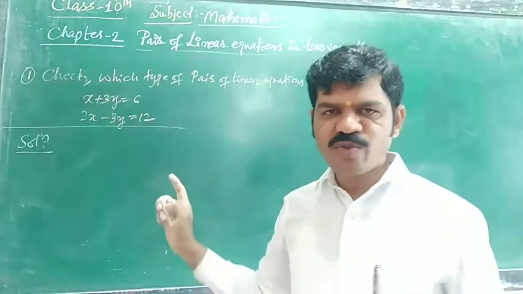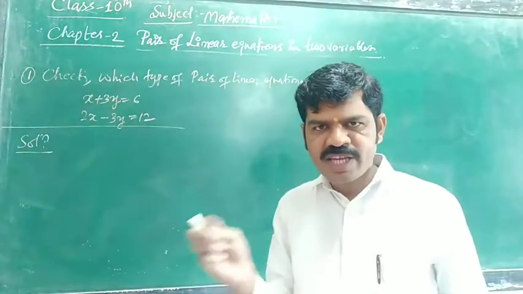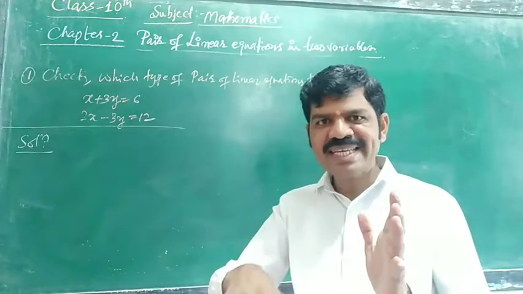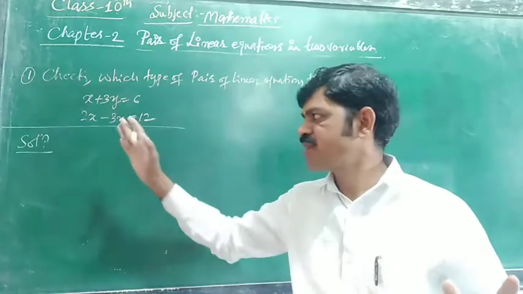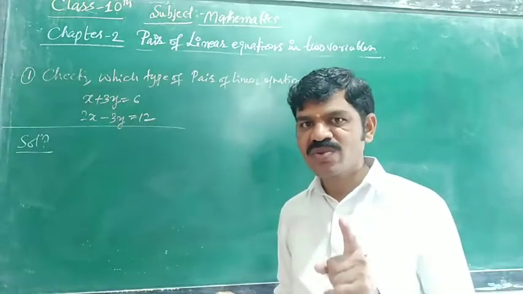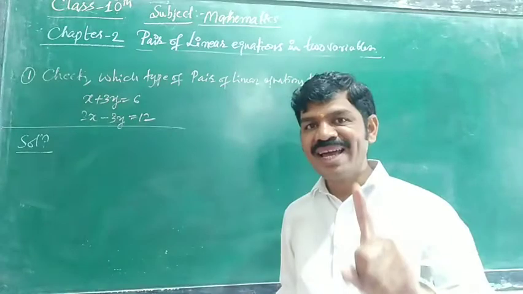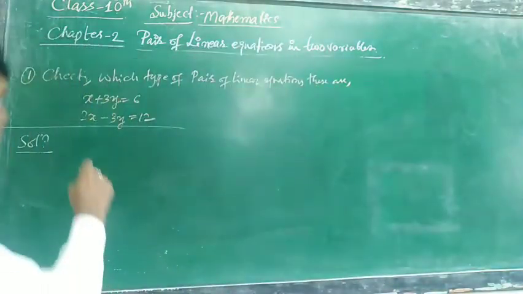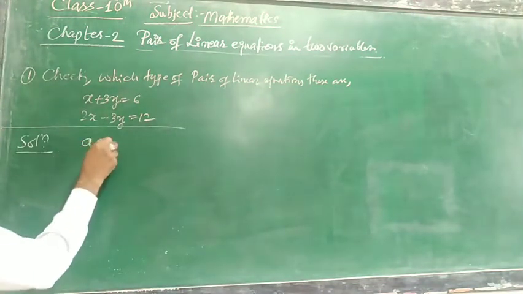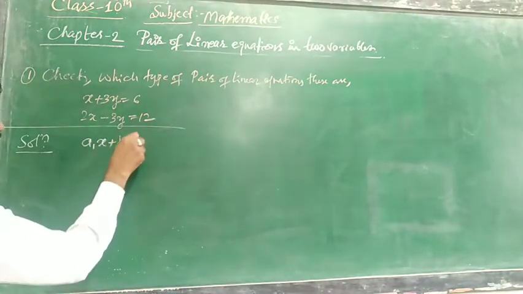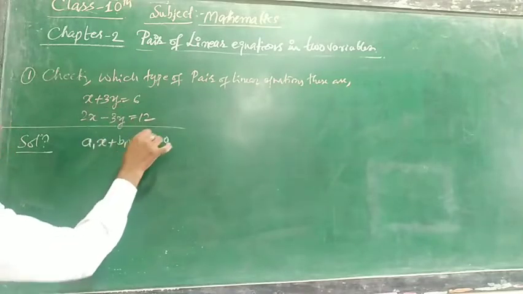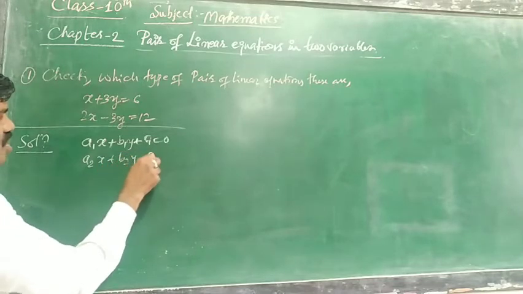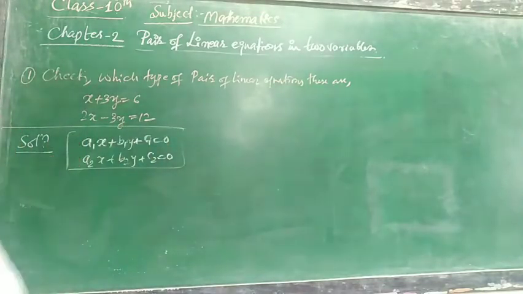Yes, dear students, we have one more problem here. They have given the pair of linear equations. By seeing the coefficients of this pair of linear equations, we should find out which type of lines or pair of linear equations it belongs to. Let us see now. See here, we have a general formula a1x plus b1y plus c1 is equal to 0. This is first one. And a2x plus b2y plus c2 is equal to 0. This is the general form of pair of linear equations.